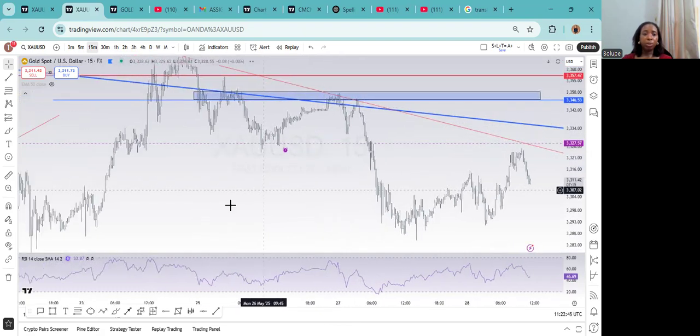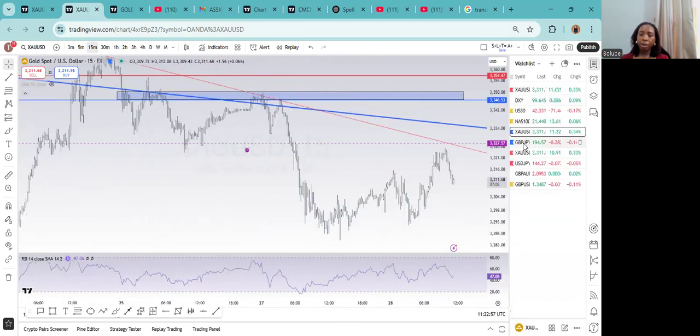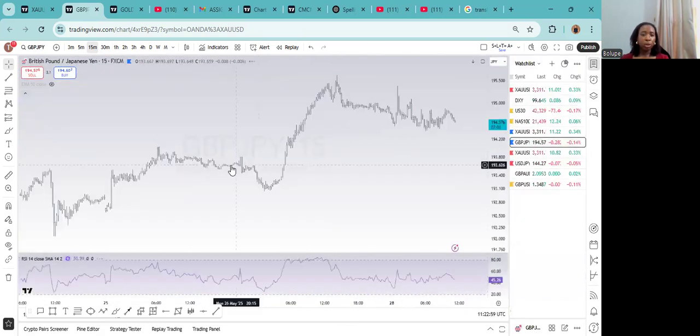And how would you know where it was going to stop? I think I had a higher time frame support. So that was what gold did. And our darling GJ also flew up.